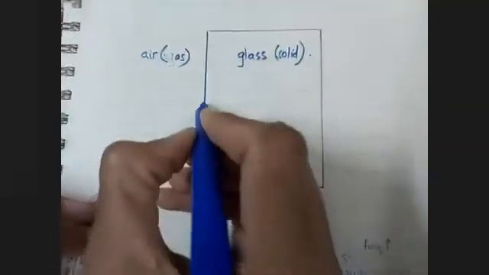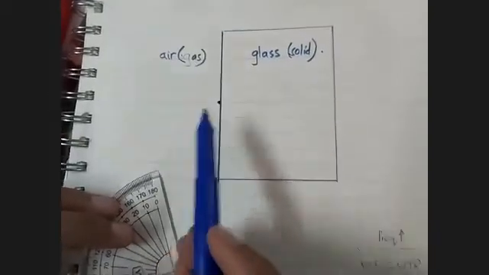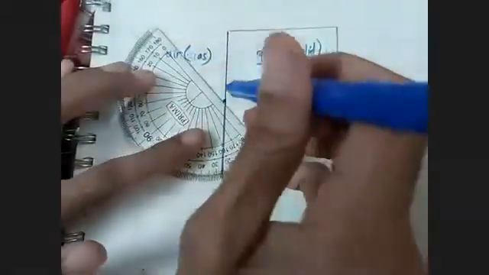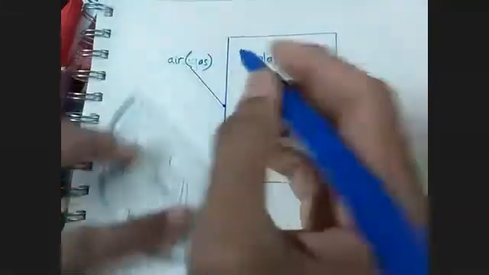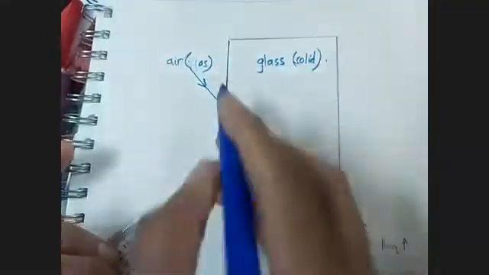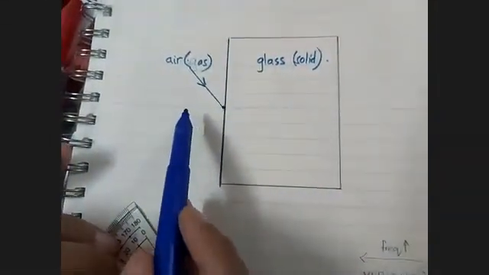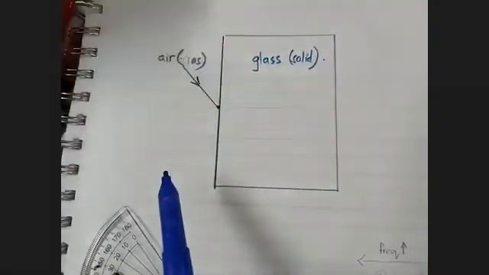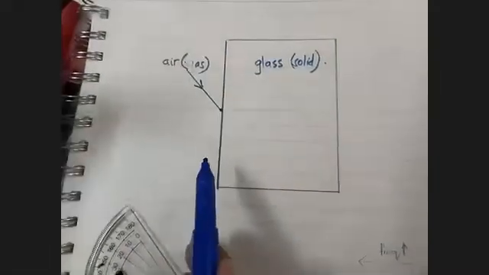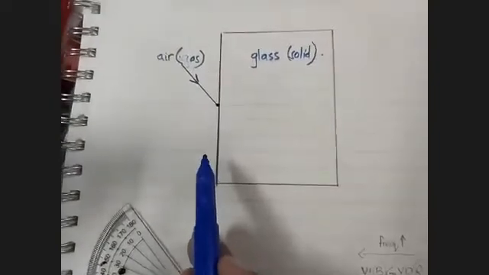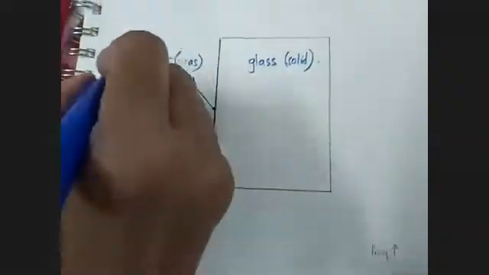Okay, so I will choose any point on this surface. This is the boundary between the glass and the air. And so I will draw my incident ray. This is the incident, meaning falling. If I am using any term that you don't understand, please let me know. So this is the incident ray.